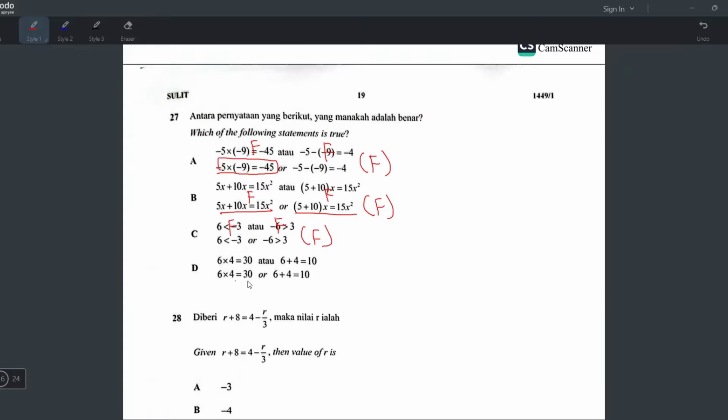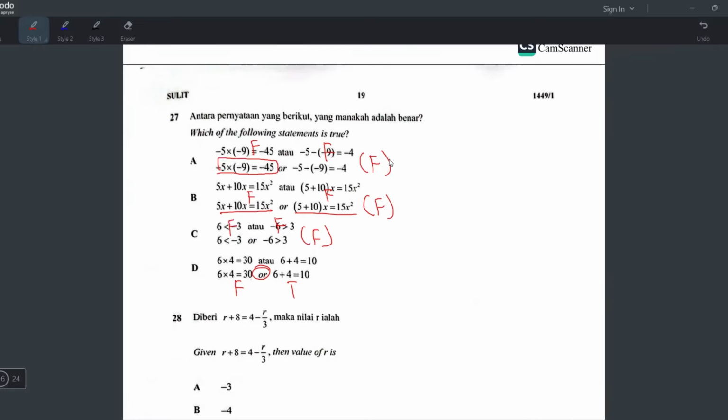Okay, what about this? 6 times 4 equals 30. This one is false. Because 6 times 4 is 24. Okay, 6 plus 4, then this one is true. Okay, if one false, one true, then you have to look at the middle word. You have to look at the middle word. Okay, so how do you know true false for this?